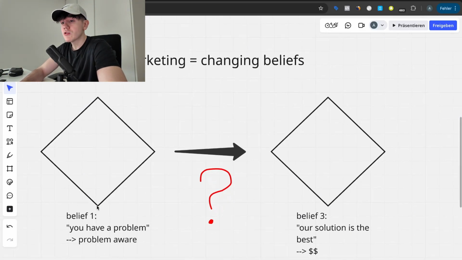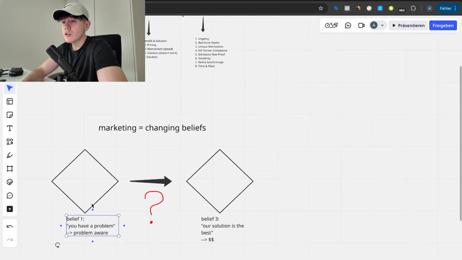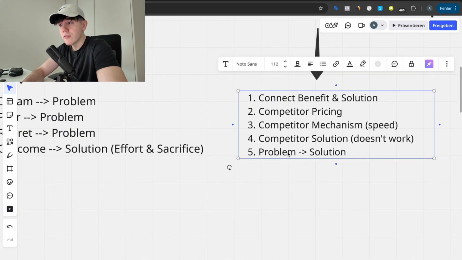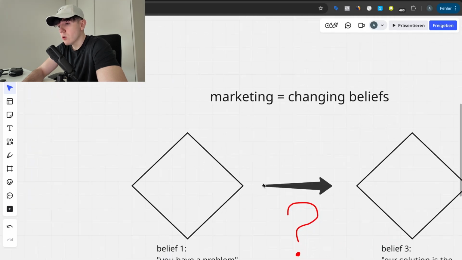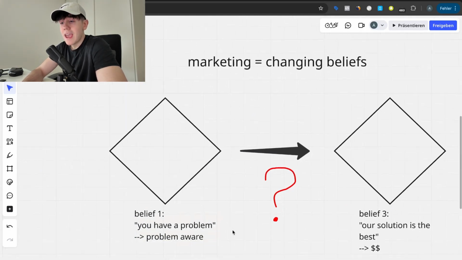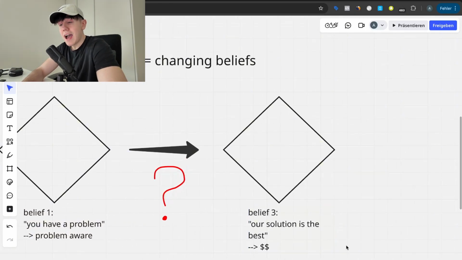And so what a lot of people, especially beginner marketers, tend to do is they only change the first belief and then immediately try to go for the close. So that means people try to say, okay, well, you have a problem, right? People are usually pretty good at this stage right here, saying like, problem, solution. That is usually pretty cool. However, it's not enough to just show them, hey, you have a problem. And even if they believe it, it's not enough to then say our solution is the best. I'm going to explain why.